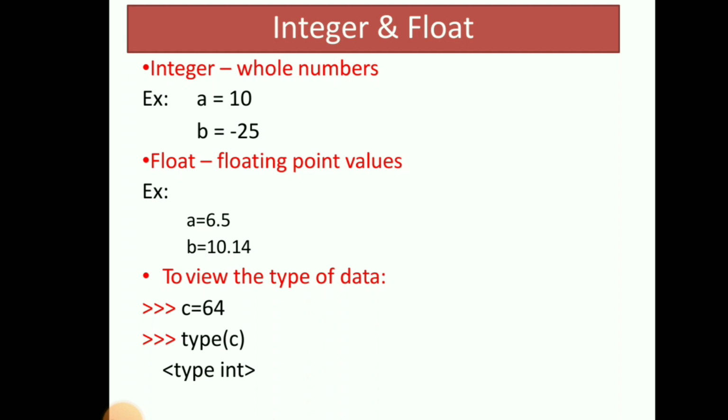To view the type of the data, we can use the type function. For example, here C is the variable which holds the data value 64. The type of C is integer, that is, a whole number.